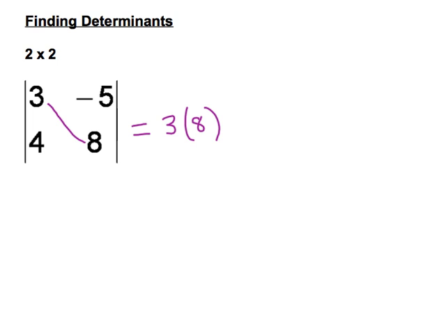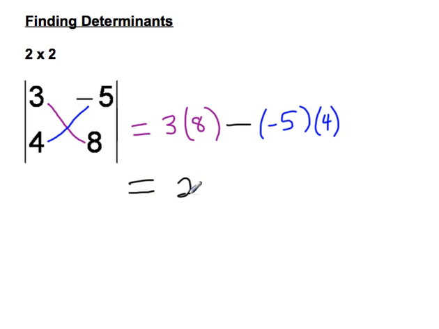And then always in the middle, I want to have a minus sign. Okay, and then the next part, you're going to start up in the other corner on the top right, and if I take this other diagonal, I'm going to multiply those two numbers together. So it'd be negative 5 times 4. And now we do the math. Okay, so we just go ahead and do the math.